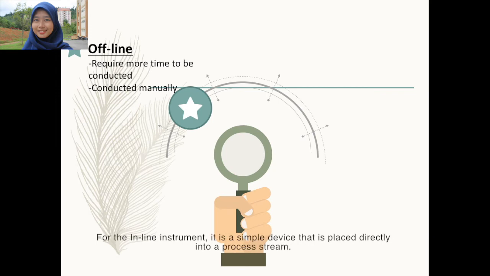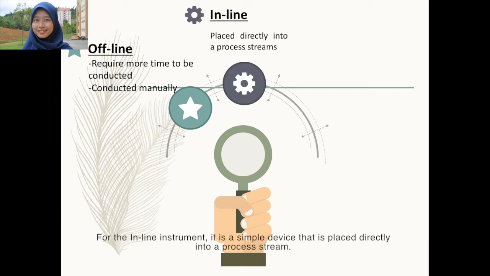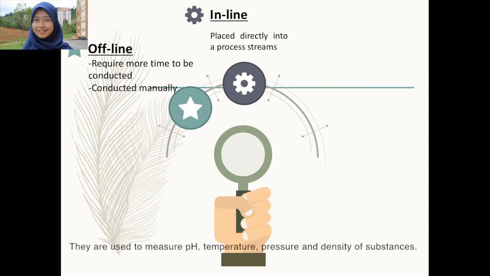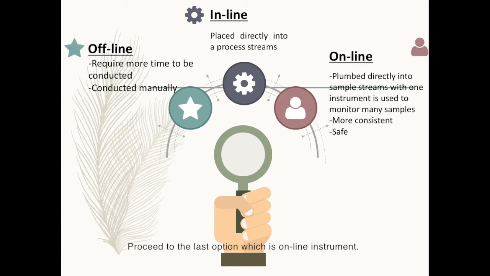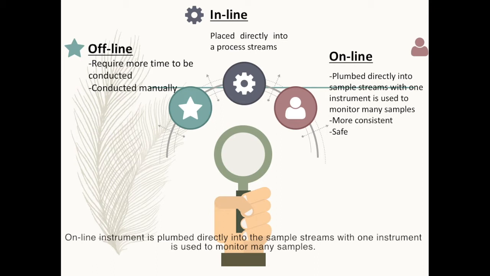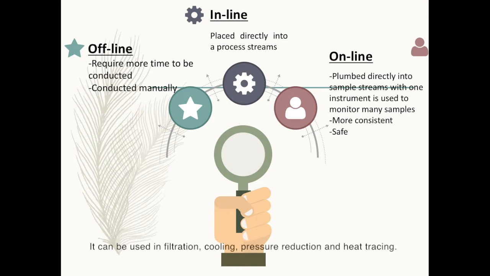For the inline instrument, it is a simple device that is placed directly into a process stream. They are used to measure pH, temperature, pressure, and density of a substance. Next, proceed to the last option, which is online instruments. Online instruments are plumbed directly into the sample streams, with one instrument used to monitor many samples. It can be used in filtration, cooling, pressure reduction, and heat tracing.